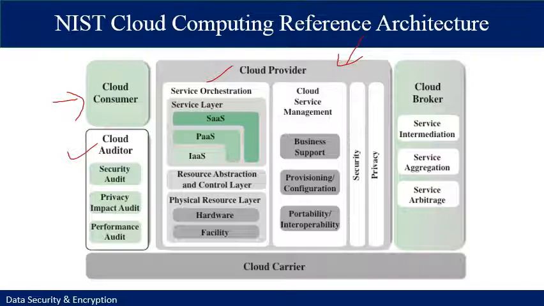The fourth party is the cloud broker. It is an entity that manages the use, performance, and delivery of the cloud services and negotiates the relationship between the cloud providers and cloud consumers. And finally, the cloud carriers. It is an intermediary that provides the connectivity and transport of cloud services from cloud providers to cloud consumers.